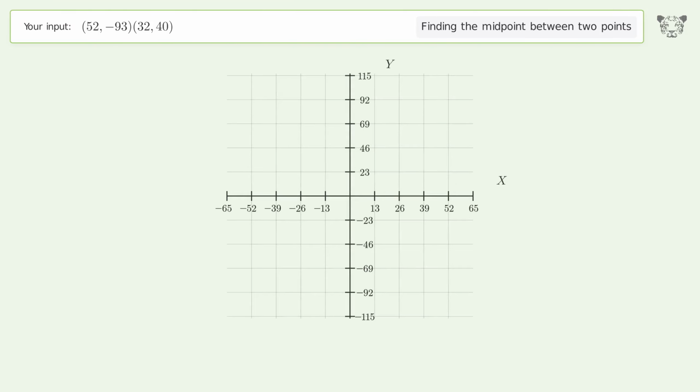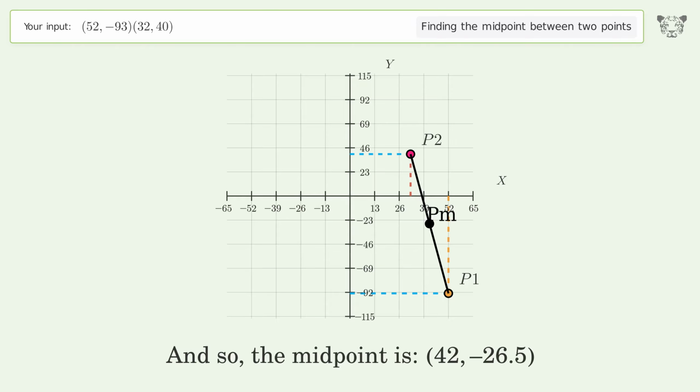And so, the midpoint is 42, negative 26.5.